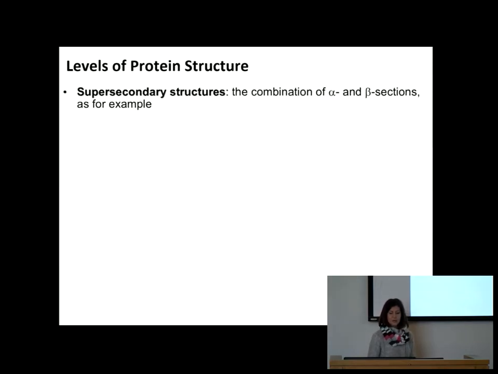When we see those over and over, we call them a super secondary structure. It's not the entire picture. A tertiary structure is the entire picture of that peptide chain. However, a super secondary structure is usually not the entire picture. It's like a part of a protein that comes together.